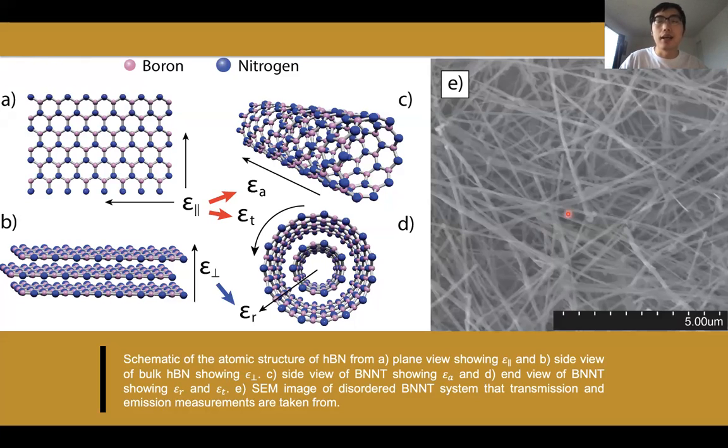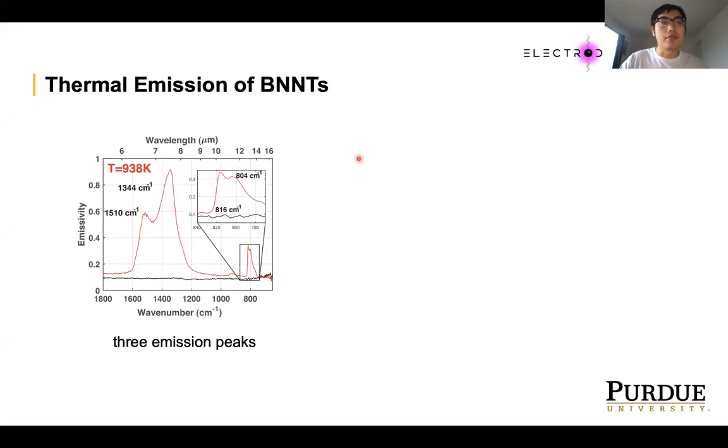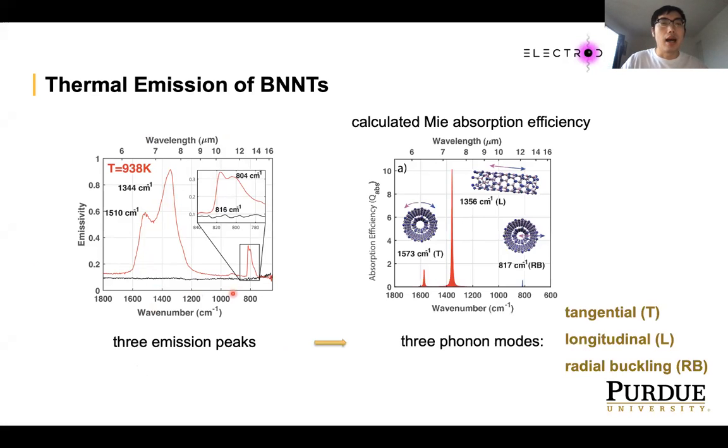On the right-hand side is a SEM image of the disordered boron nitride nanotube system we used in our experiment. And coming to the next slide, we show the thermal emission of the disordered boron nitride nanotube system. We can see three strong peaks inside the two bands we just talked about. And to figure out the mechanisms of these three peaks, we again look into the unique 1D structure of boron nitride nanotubes.